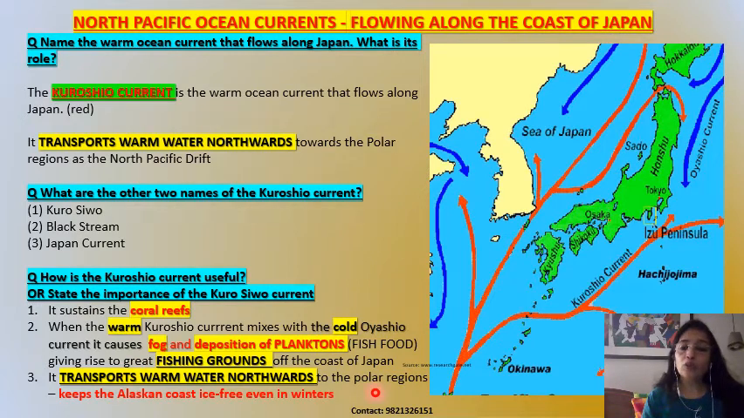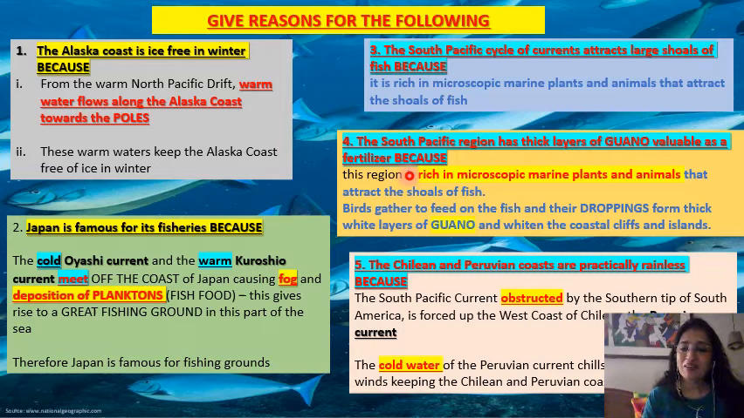It transports warm water northwards to the polar regions, keeping the Alaskan coast ice-free. European coast ice-free is the North Atlantic drift. This is the Pacific Ocean current, the Kuroshio current. Remember that. So we come to the exciting part of the Pacific Ocean.